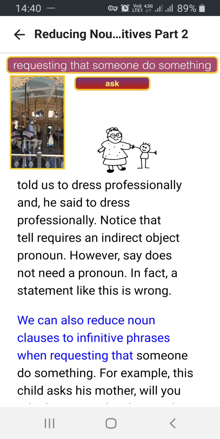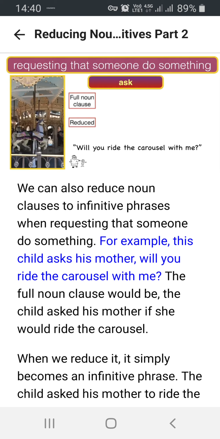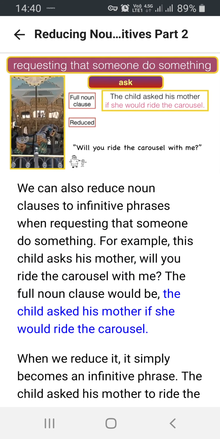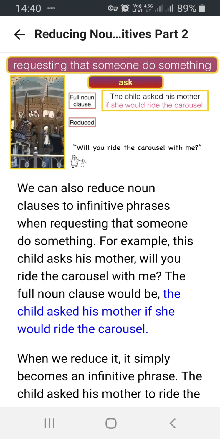For example, this child asks his mother, "Will you ride the carousel with me?" The full noun clause would be, the child asked his mother if she would ride the carousel. When we reduce it, it simply becomes an infinitive phrase. The child asked his mother to ride the carousel.